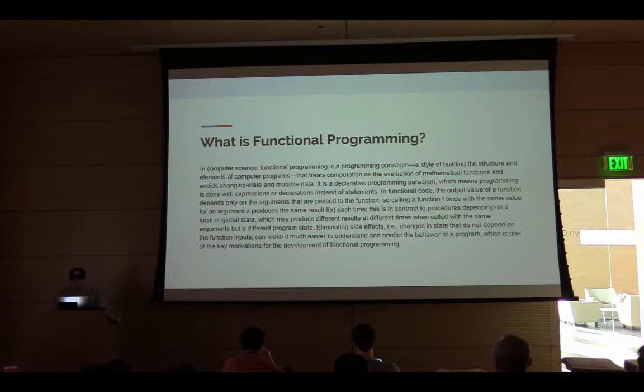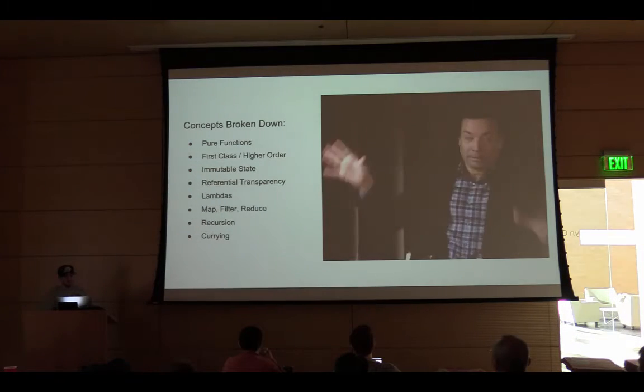In functional code, the output value of a function depends only on the arguments that are passed to the function. So calling a function f twice with the same value for an argument x produces the same result, f of x, each time. This is in contrast to procedures depending on a local or global state, which may produce different results at different times when called with the same arguments but a different program state. Eliminating side effects, i.e. changes in state that do not depend on the function inputs, can make it much easier to understand and predict the behavior of a program, which is one of the key motivations for the development of functional programming.